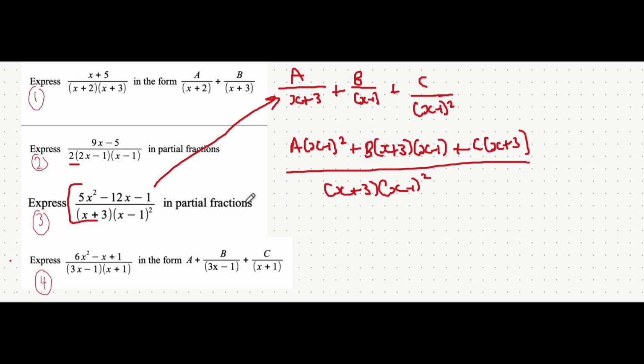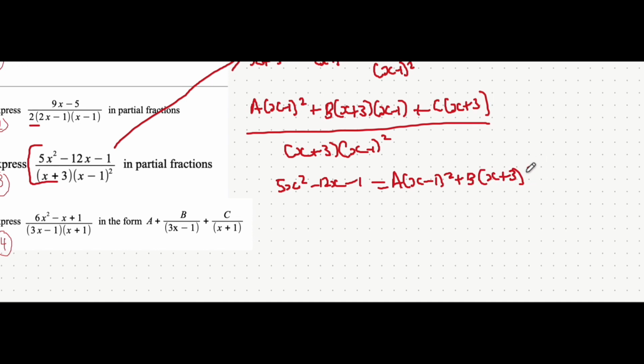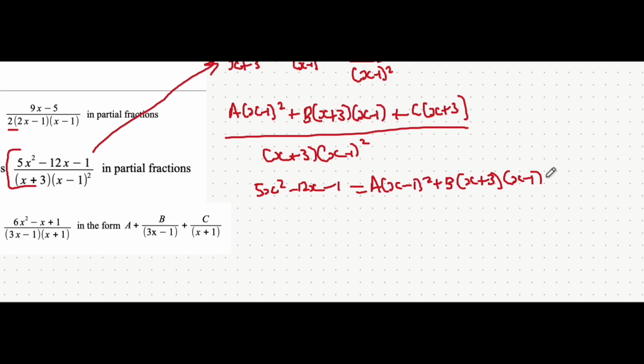Again, the denominators match, so we make the numerators match each other. Let's do that. We say 5x squared minus 12x minus 1, the numerator in our expression, is equal to this numerator that we formed: a, lots of x minus 1 all squared, plus b, x plus 3, x minus 1. It's quite a long process. Plus c, lots of x plus 3.